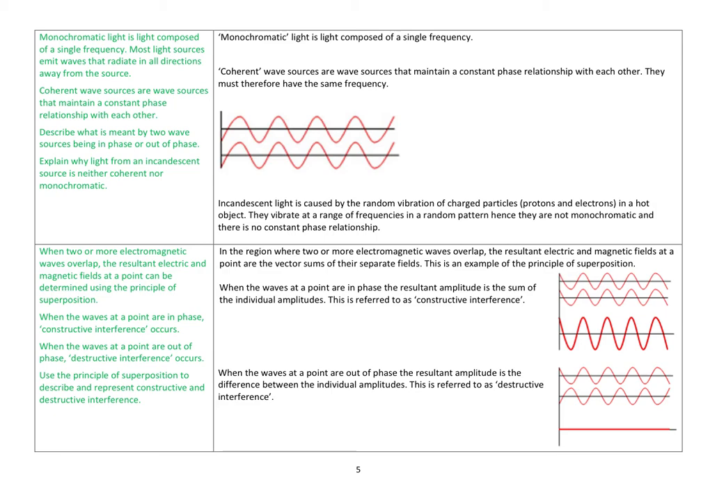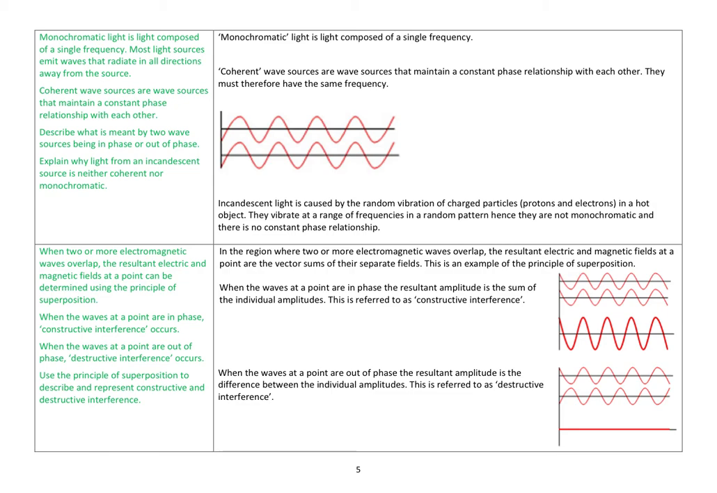And yeah, what it says here, I don't particularly like the way I've worded this. When the waves at a point are out of phase, the resultant amplitude is the difference between the individual amplitudes. This is referred to as destructive interference. I think I could have said that better than the difference between the two amplitudes. Basically, the two amplitudes cancel each other out, so the net amplitude is zero, so we have destructive interference.